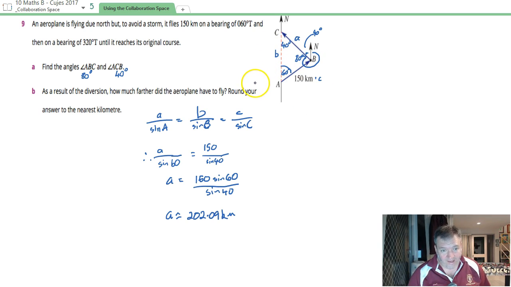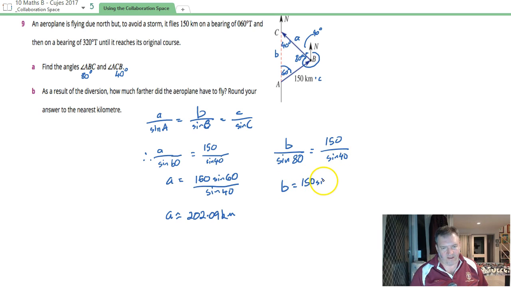Well, I can use the sine rule again, or I could use the cosine rule. It doesn't really matter which one I use. Let's check it out both ways. So I could have B divided by the sine. Angle B is 80, so B on sine 80 equals, and I'll use the ones we were originally given just in case I made a little error there. So it's 150 divided by sine 40. B is going to be 150 sine 80. So multiplying by sine 80, we'll get rid of it on the left-hand side.